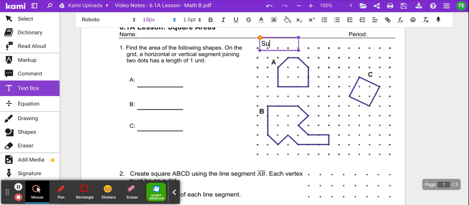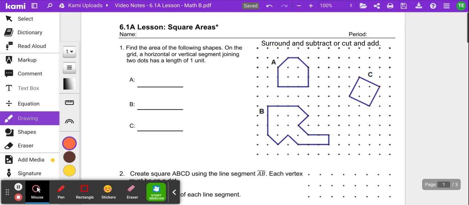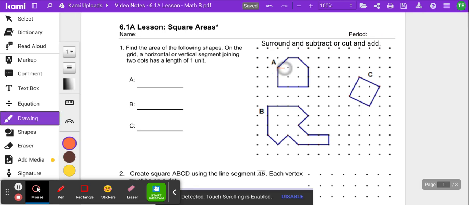So our two techniques are to surround and subtract, or cut and add. So it just depends on the shape, which way is easier. So when I look at A, I go, hey, that's made out of a rectangle and a trapezoid. So I like to cut and add. So I go, okay, rectangle, trapezoid.